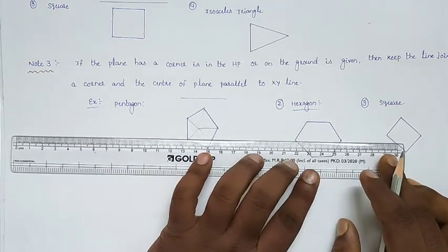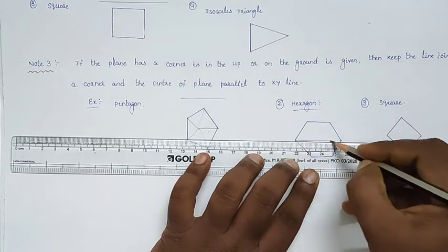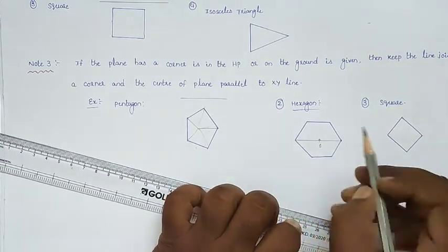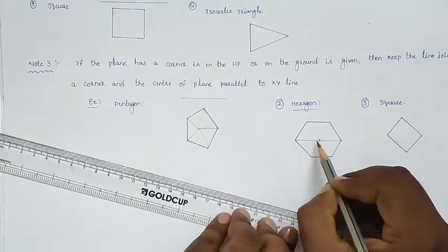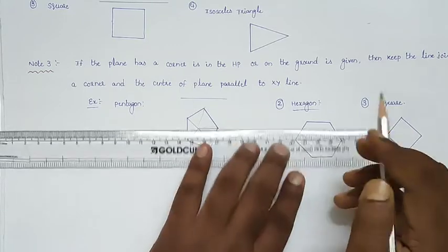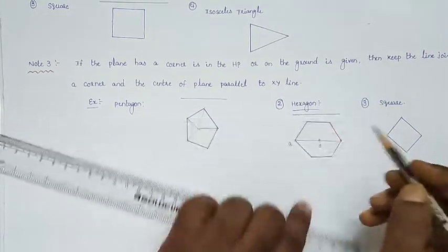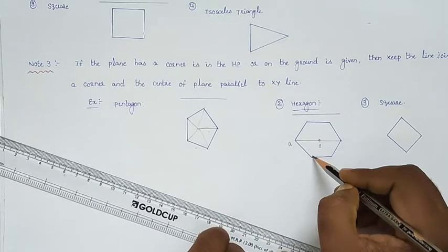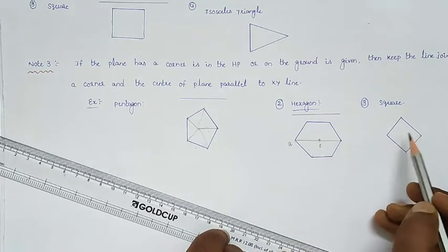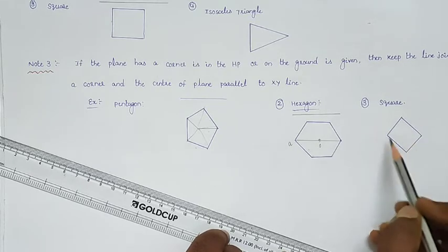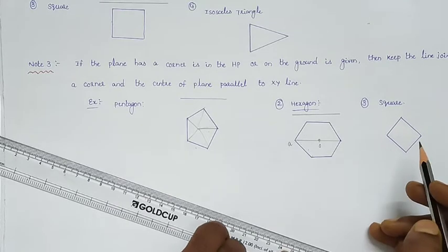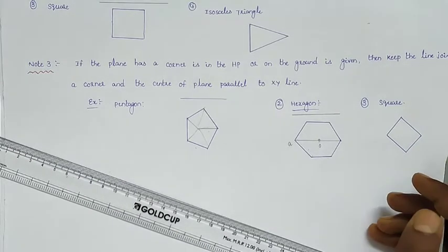Suppose you draw the hexagon. If you find the center of this one, here we get the center, so this is the center O. Through the center and this corner, suppose this line is OA, this line OA will be parallel to the reference line. Like that we will draw the shape of the plane. Similarly, if it is a square and a corner is given, we will draw the square as a rhombus shape. Like that we will draw the shapes.